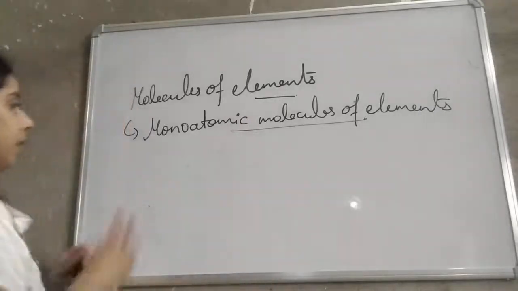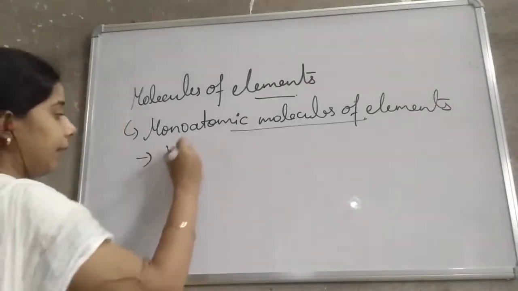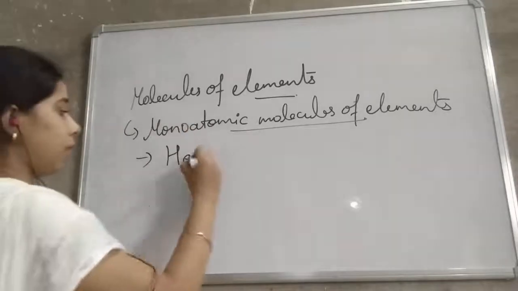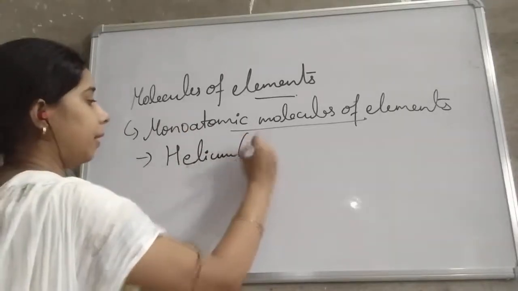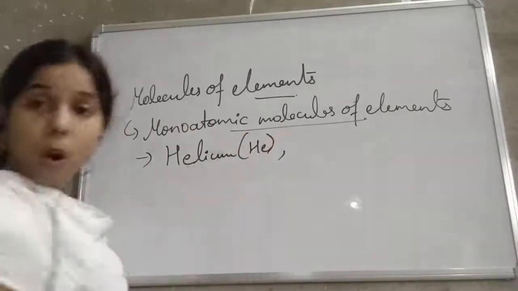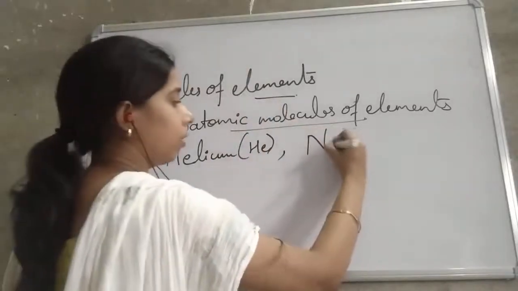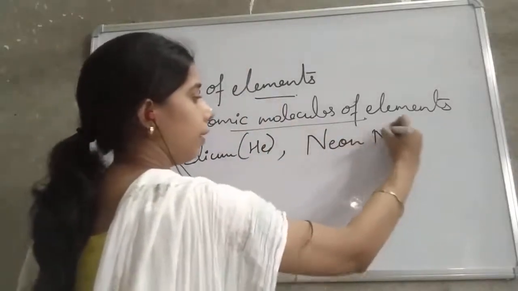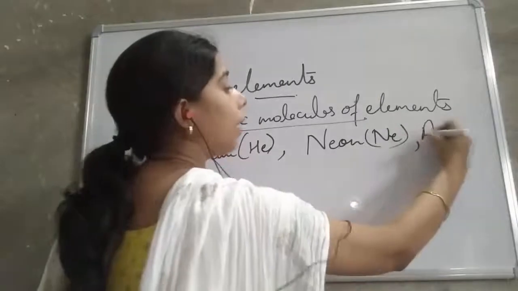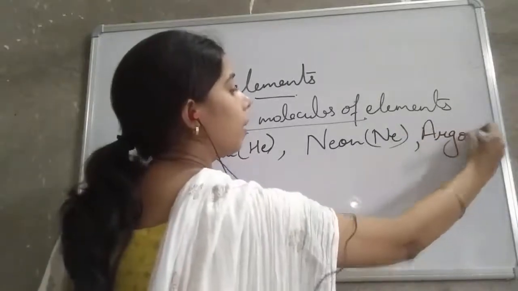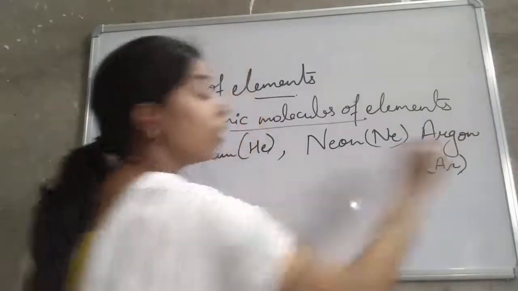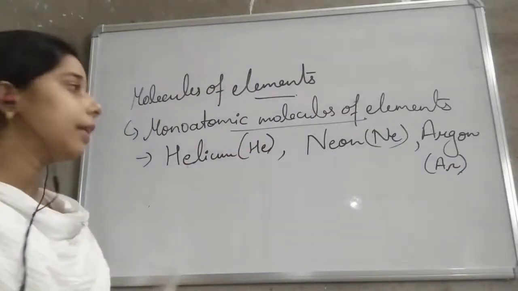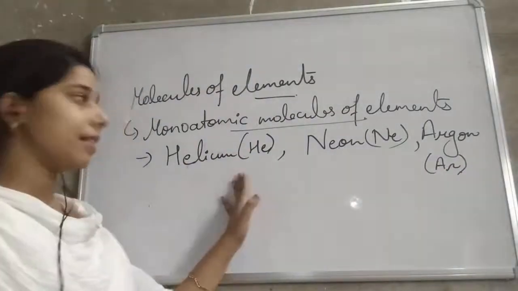So helium, which we represent by He, or neon, Ne, or argon, Ar. So these are what you will see that they never exist in a combined form.